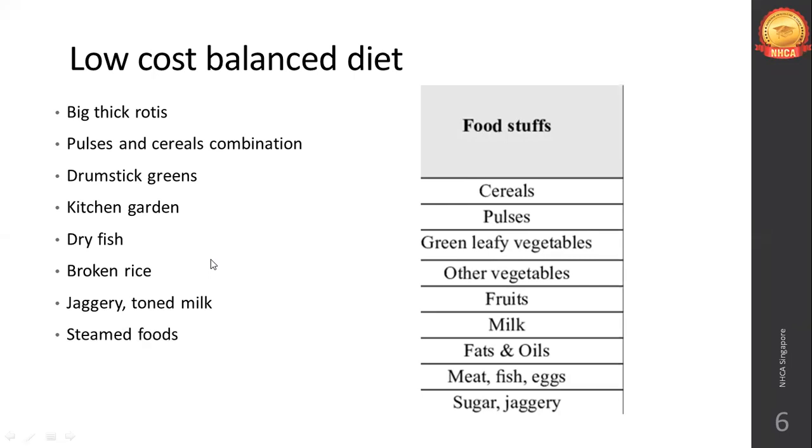Steamed foods are much better in nutrient form as compared to fried food. Ration shop distribution should be used as much as possible. Public distribution system, that is the ration shop. All the staple cereals and millets can be availed from ration shops at very low cost.